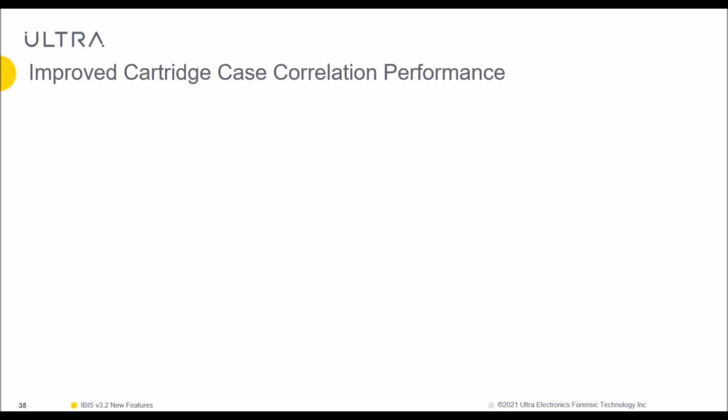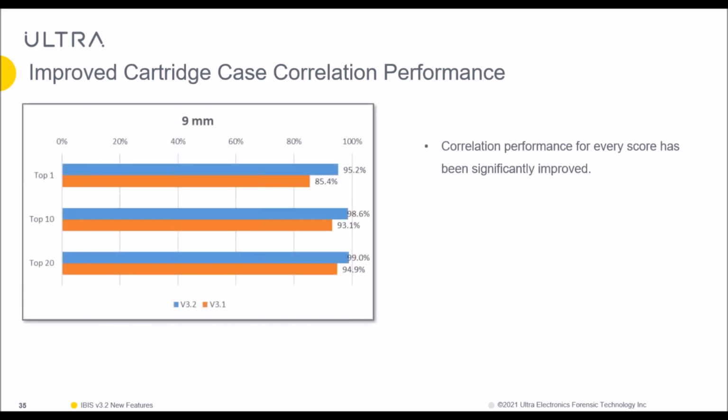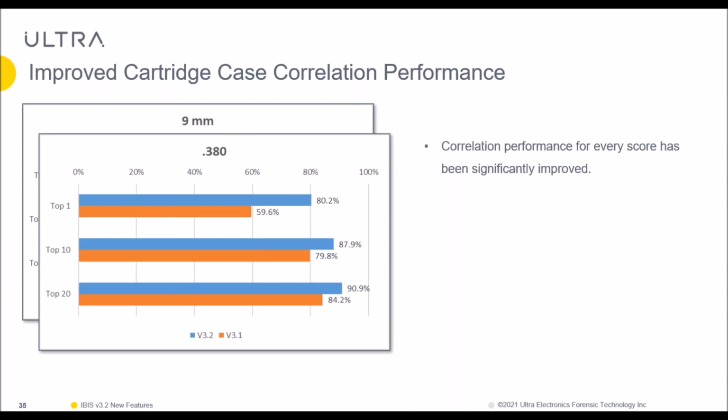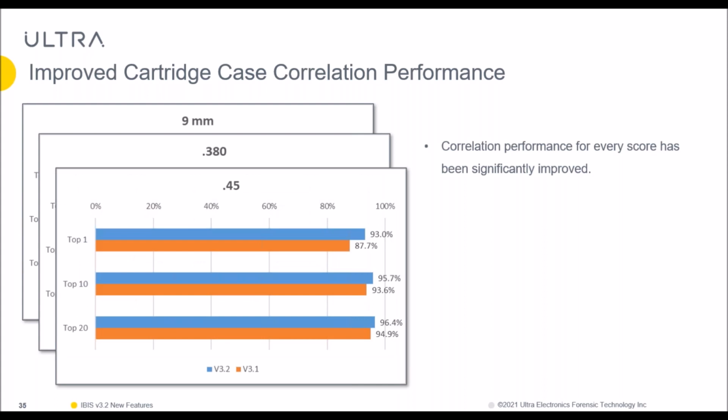All right, so let's move on to some of the other new features of Matchpoint. As well as the changes we've just seen about how the results are presented, the correlation performance has been significantly improved for every score. Now these graphs show the improvement between version 3.1 in orange and version 3.2 in blue. So for this one, for example, 9mm, top 1, basically, this is how often a known match appears in first position, how often it appears in the top 10, how often it appears in the top 20. So you can see there's been an improvement. Likewise for 380, there's been a big improvement here. And for 45 auto, we can see those improvements as well.